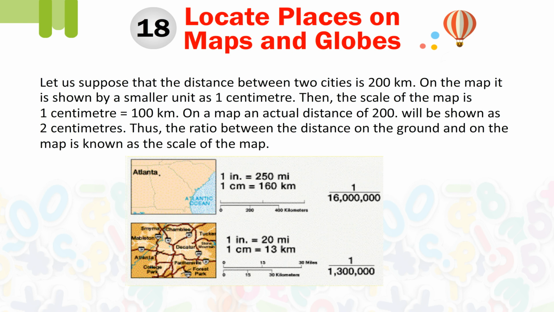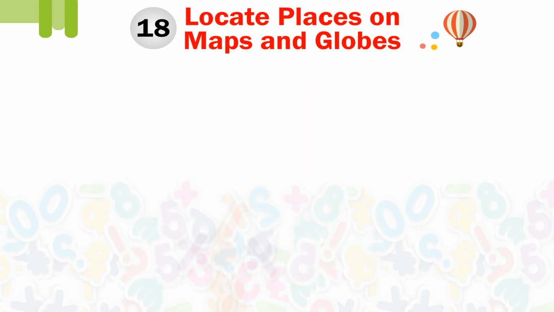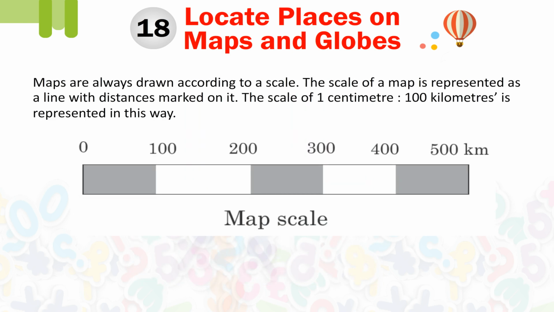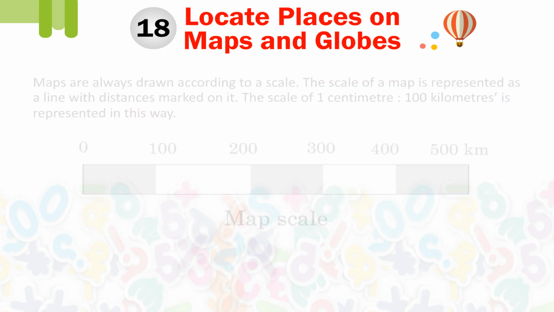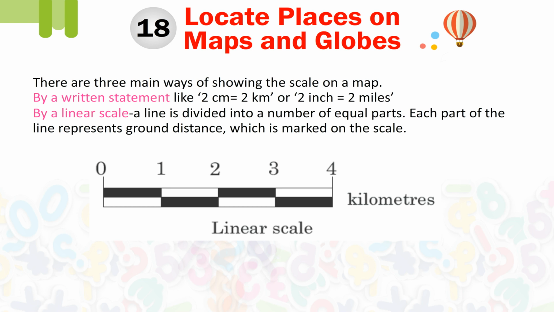Thus, the ratio between the distance on the ground and on the map is known as the scale of the map. Maps are always drawn according to a scale. The scale of a map is represented as a line with distance marked on it. The scale of 1 cm to 100 km is represented in this way. There are three main ways of showing the scale on a map. By written statement like 2 cm is equal to 2 km or 2 inch is equal to 2 miles.